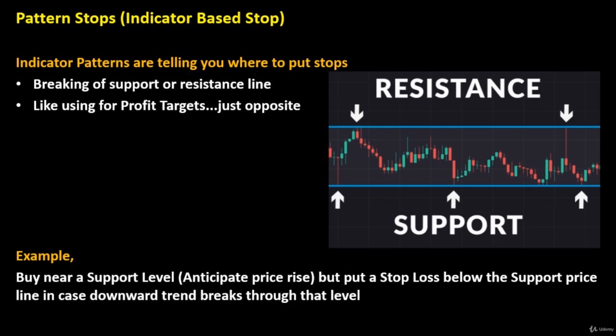Another stop that's out there, the last one we'll look at here, is a pattern stop. And this is an indicator-based stop. This is where you're trading off your indicators, off indicator patterns. Some patterns will tell you where to put your stops, right? You're approaching either a support or resistance line, and you're seeing if it's breaking through. Let's say a support line, as an example, and it's going to keep going downward, not bouncing off that support line and going back up. You can use it for profit targets too. We talked a little bit about that, but it's really just the opposite.